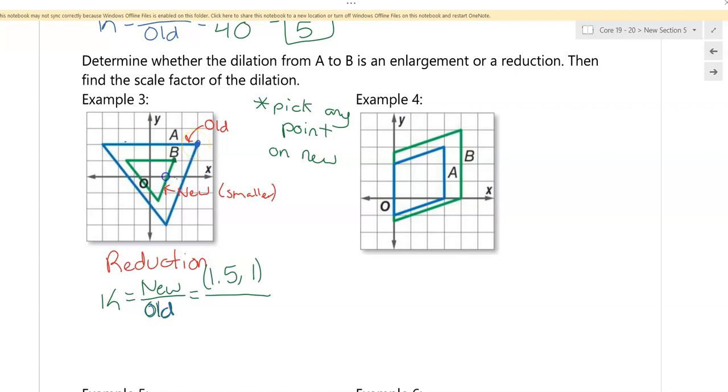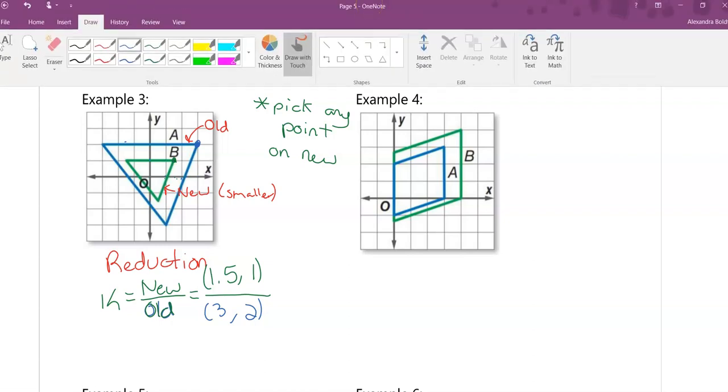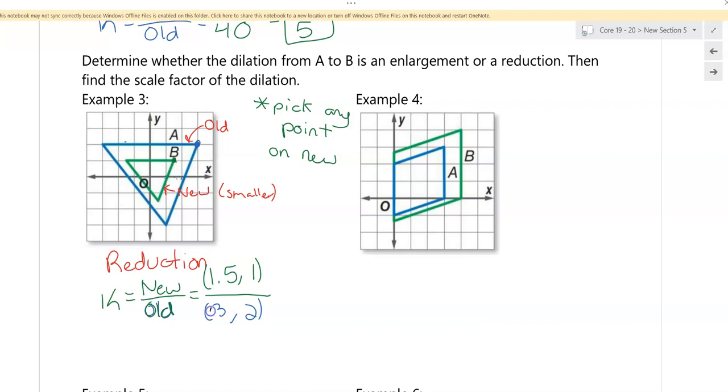Here, this is 1, 2, 3, and 2. Now we're going to divide. You could divide your x's or your y's, whichever is easier. In this case, I'm going to divide my y's because they're both whole numbers, and that seems easier to me. Instead of dividing 1.5 by 3, just 1 over 2 is just 1/2. Done. All right? So this green shape is half the size of my blue shape. And that's it.